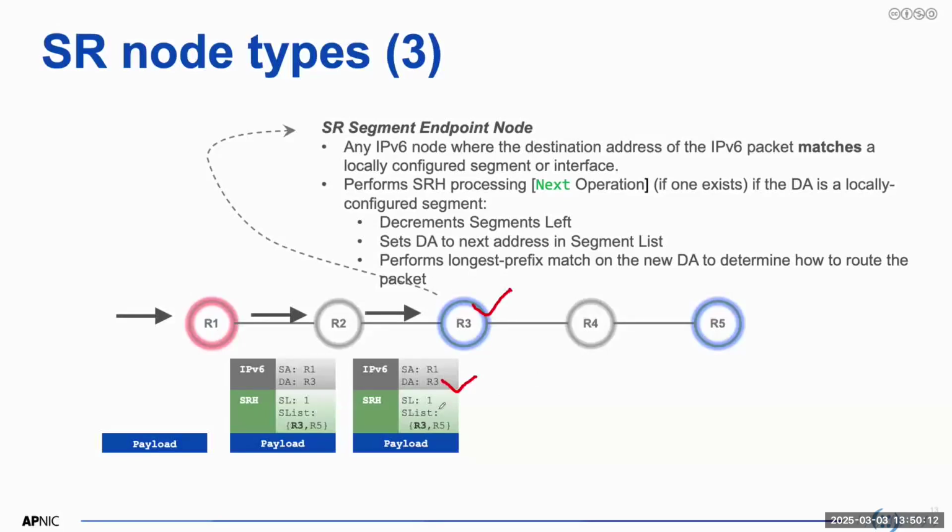When it decrements 1 minus 1, it becomes 0. So then it goes to the segment list and sees what segment is specified at the 0 position. At the 0 position, we have R5. So in order to forward the packet, it moves the R5 address into the destination field, and then it forwards the packet to the next node, because it will look up how it can reach R5, and then it will forward the packet to the next node.